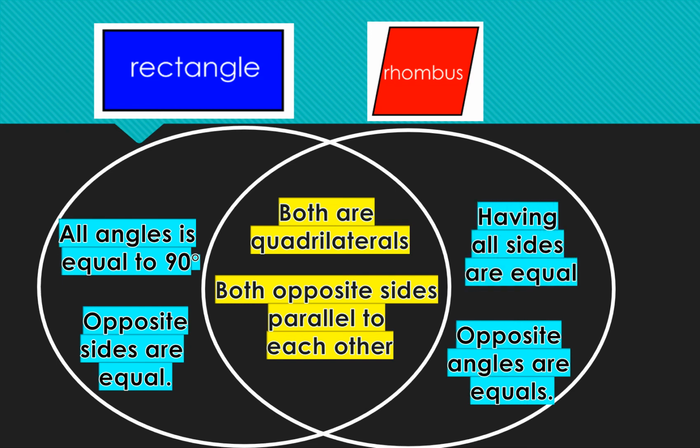Okay, in a rectangle, all angles are equal to 90 degrees and opposite sides are equal. While in a rhombus, all sides are equal and opposite angles are equal. We have opposite equal angles in a rhombus, while in a rectangle, opposite sides are equal. So they differ on that. Okay?